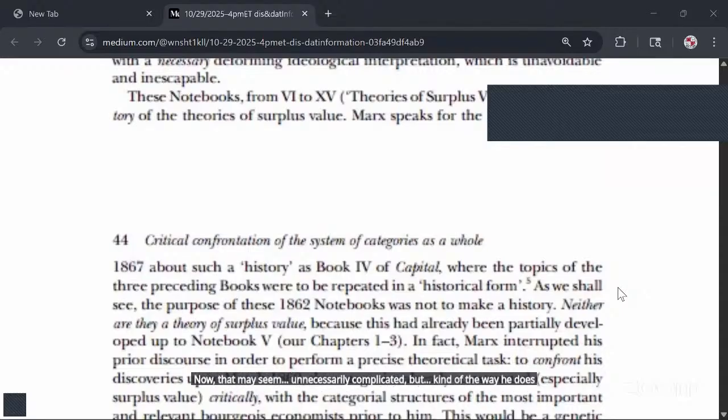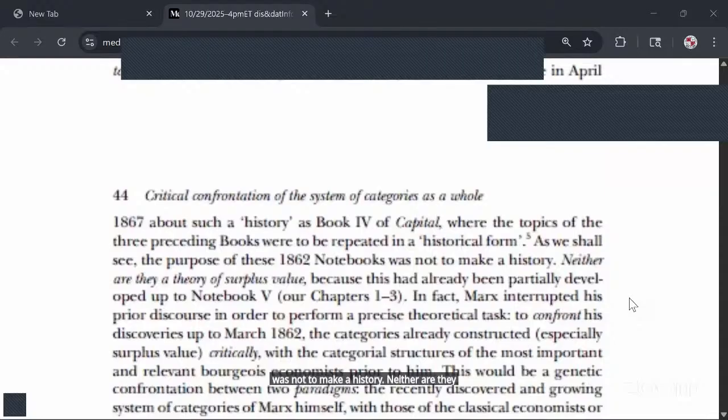And it's not unusual or new in that context. Footnote 5. As we shall see, the purpose of these 1862 notebooks was not to make a history. Neither are they a theory of surplus value, because this had already been partially developed up to Notebook 5, that is, in this book by Dussel, chapters 1 through 3.